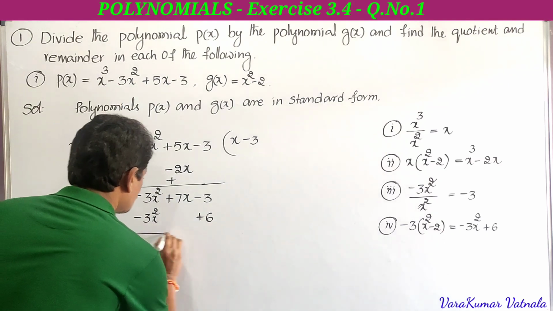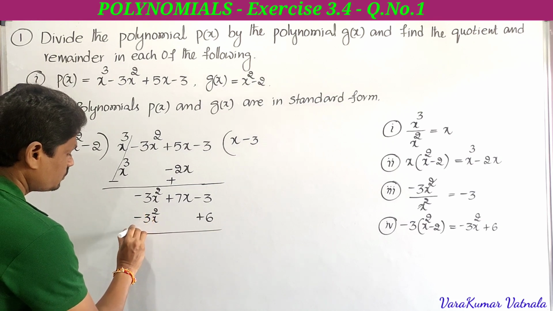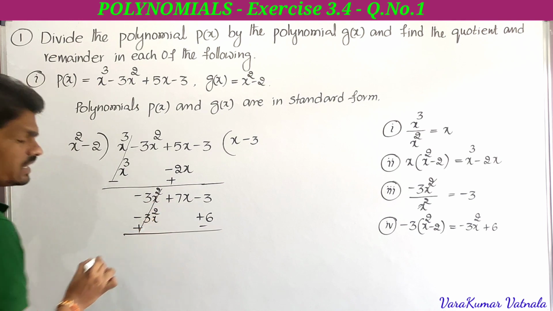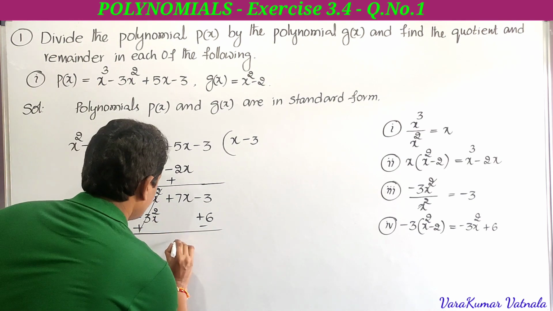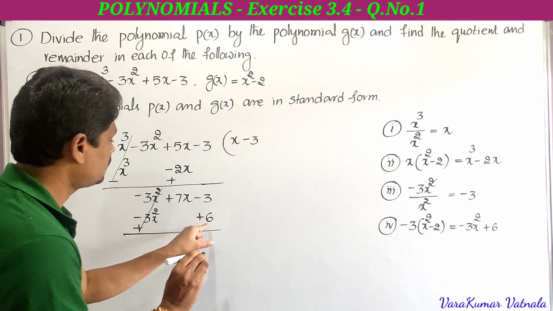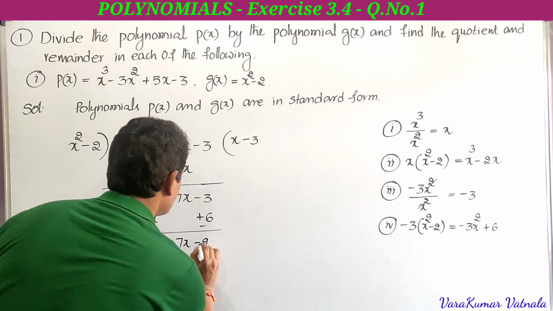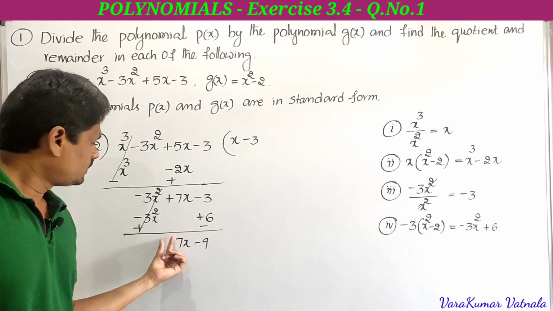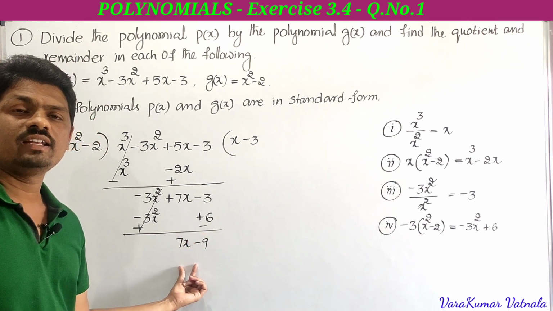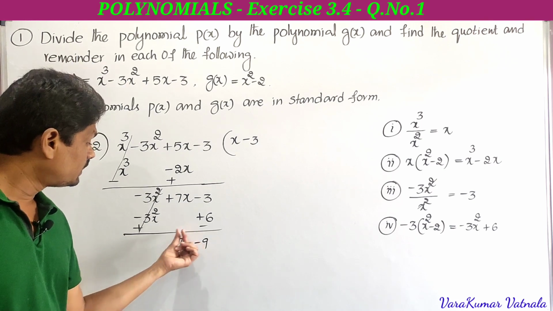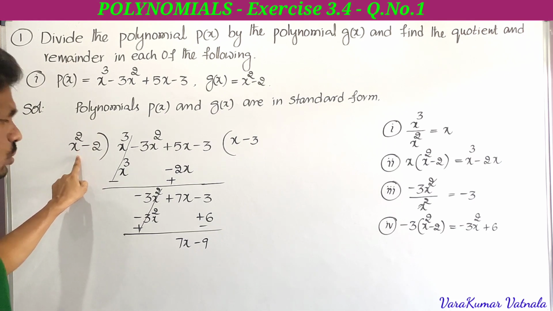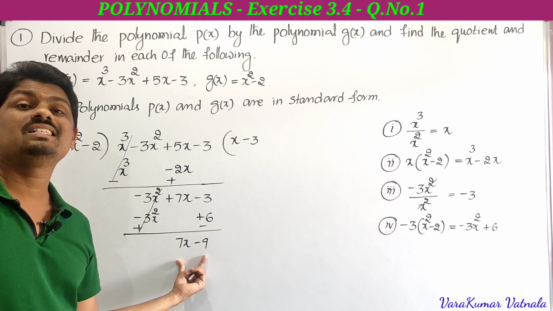Now we have to subtract. Here this minus becomes plus, and plus becomes minus. Minus 3x square plus 3x square gets cancelled. Write this 7x as usual. Minus 3 minus 6 becomes minus 9. Now you observe that 7x minus 9 is the remainder. The degree of the remainder is less than the degree of the divisor. The degree of the divisor is 2, and the degree of the remainder is 1.